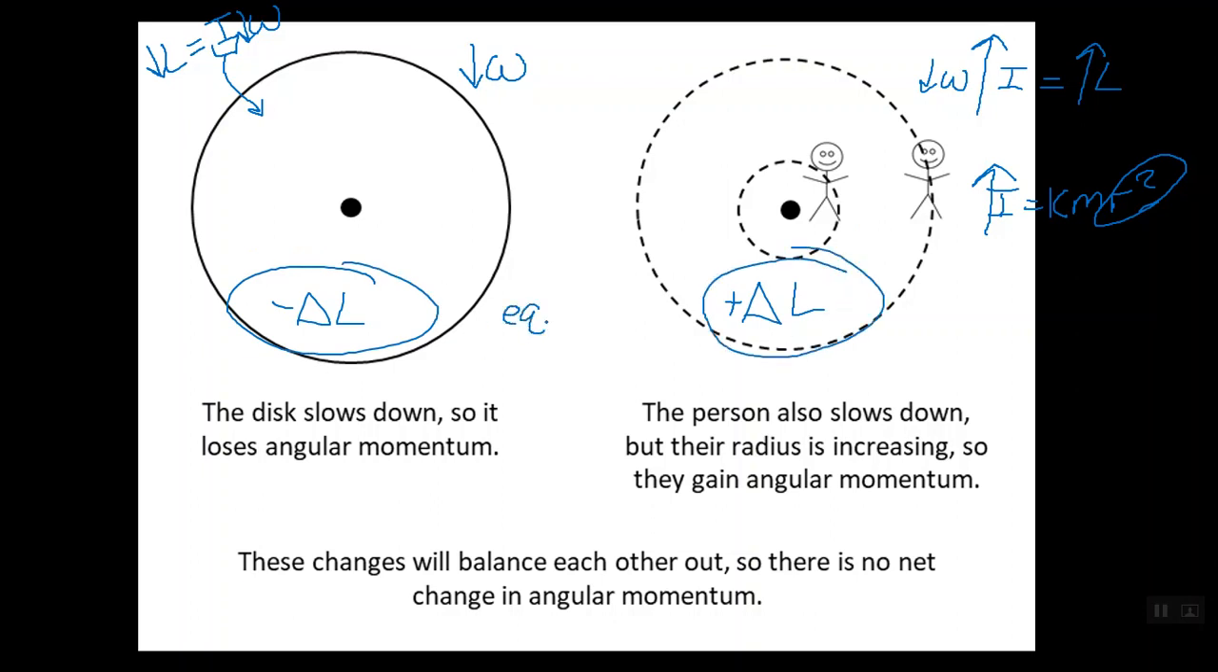This internal interaction between the person's feet and the merry-go-round is going to basically take away momentum from the disc and give it to the person. But these changes are going to balance each other out. There is no overall change, but the disc is going to lose angular momentum while the person gains it. So always keep in mind how the system is being defined. Are they having you look at an overall isolated system, or are they having you look at two individual objects that make up a bigger system?